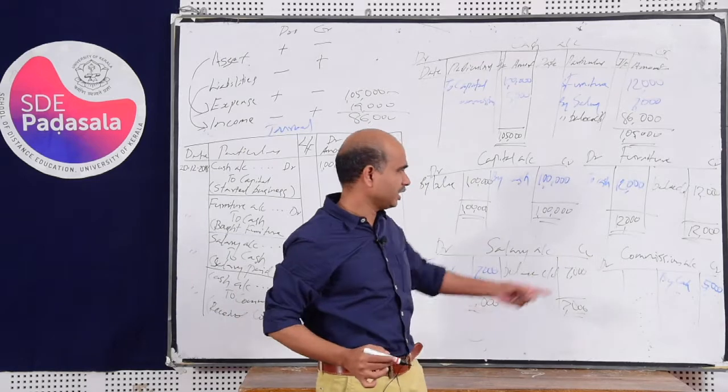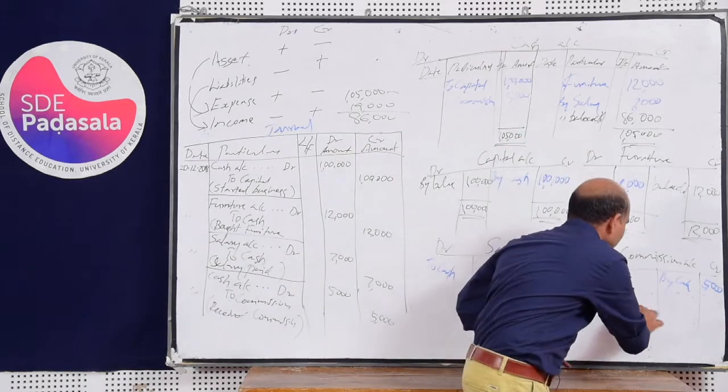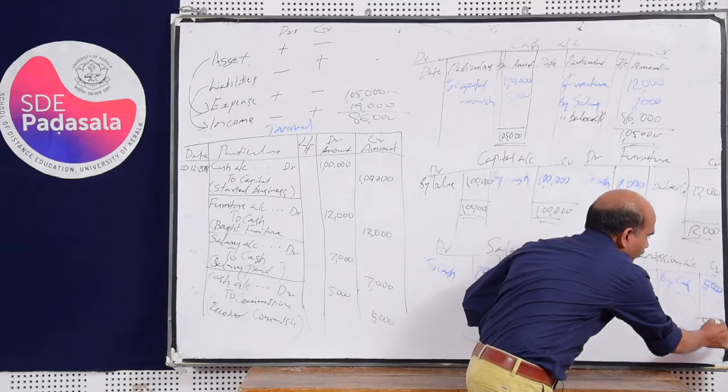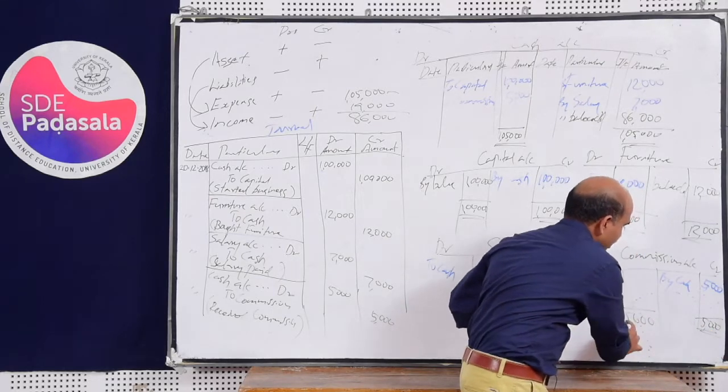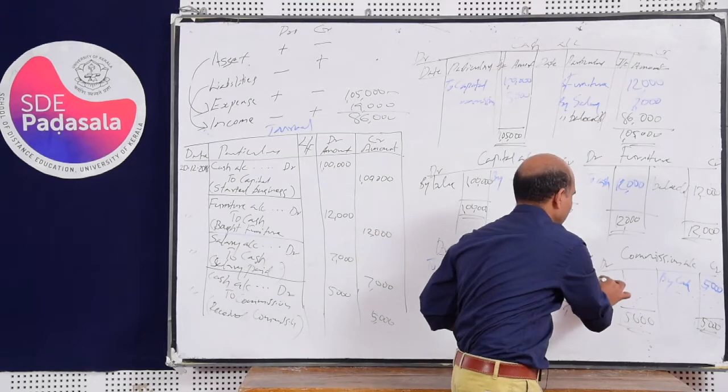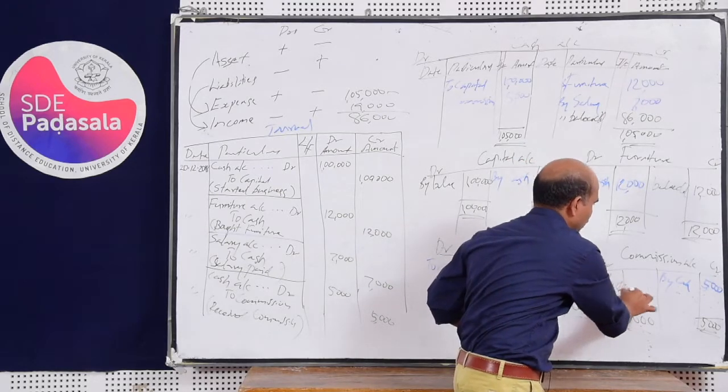In the case of commission, the highest amount is in the right hand side. So, we should write 5,000 in each debit and credit side, and the balance is 5,000.